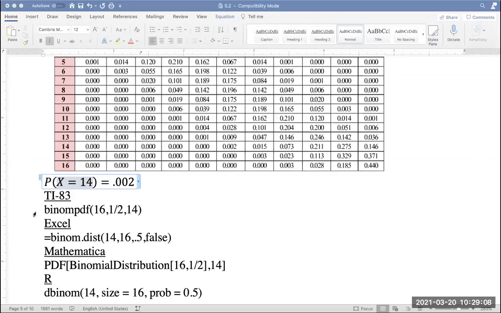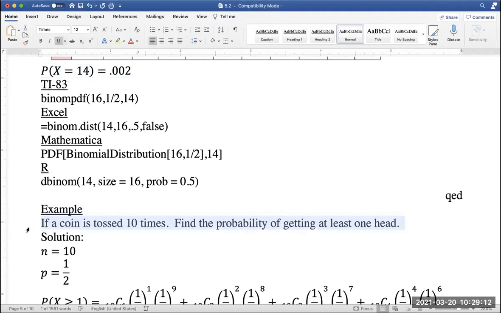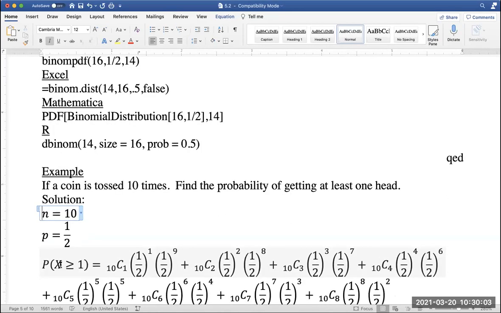Okay, so if a coin is tossed 10 times, find the probability of getting at least one head. So I have a fixed finite number of trials, 10. Success, head. Probability of success, assuming we have a fair coin, is 1/2. Each of them is independent. So I have a binomial experiment. This will be a binomial random variable. I'm counting the number of successes. I want to find the probability of getting at least one head.